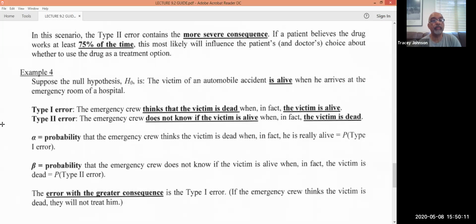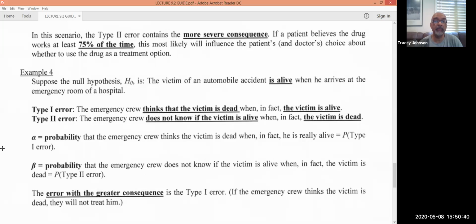Example 4. Suppose in this case, the null hypothesis is that the victim of an automobile accident is alive when he arrives at the emergency room of a hospital. Type 1 error: the emergency crew thinks the victim is dead when in fact the victim is alive. Type 2 error: the emergency crew does not know if the victim is alive when in fact the victim is dead.